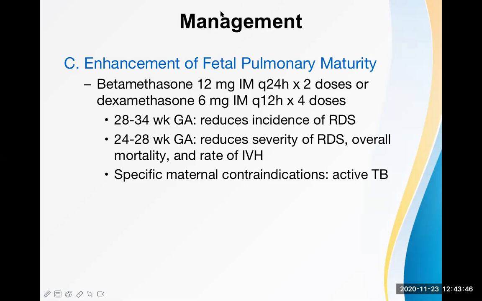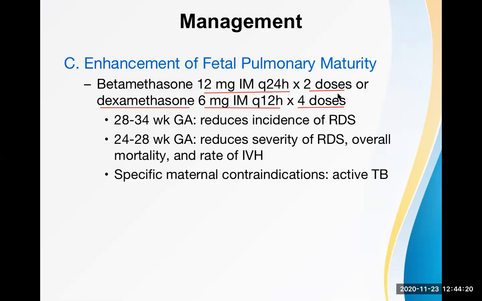So betamethasone is given like this: 12 milligram IM every 24 hours for 2 doses, or you can go for dexamethasone 6 milligram IM every 12 hours for 4 doses. So anyhow, 2 days are necessary, which means we need 48 hours for the lung maturity of the baby.